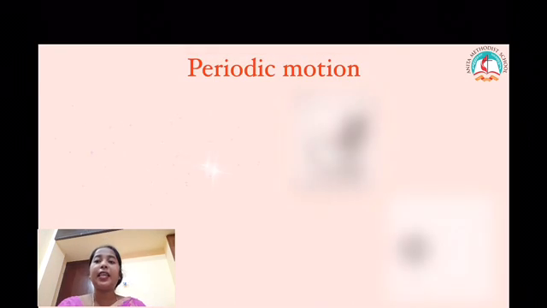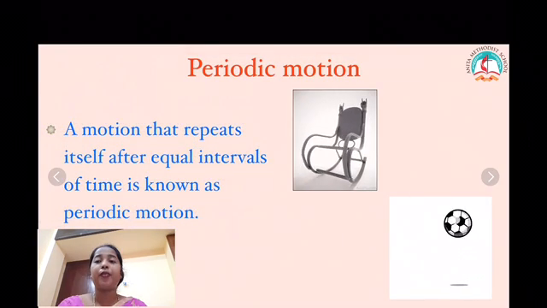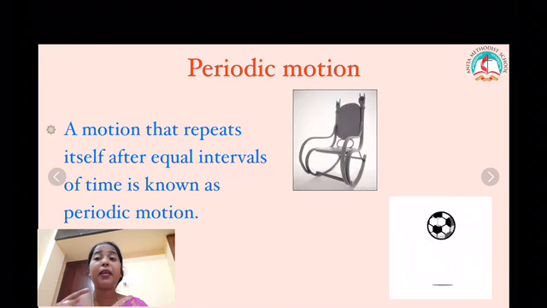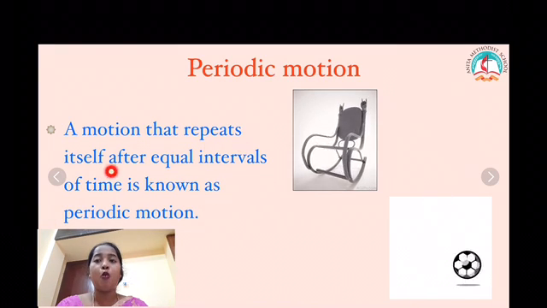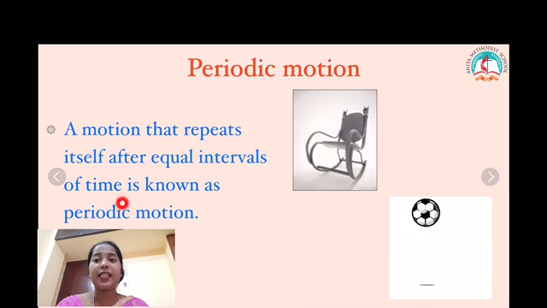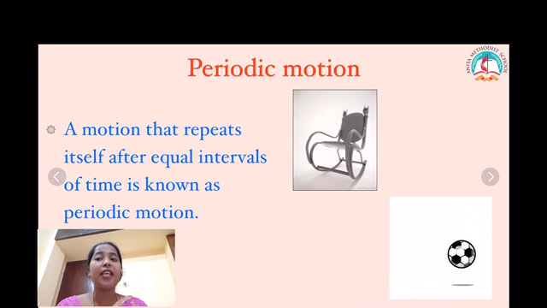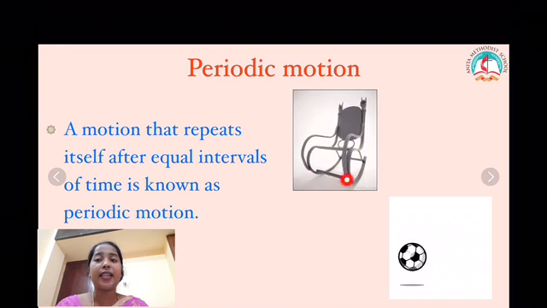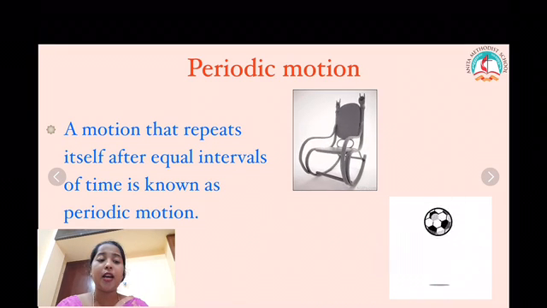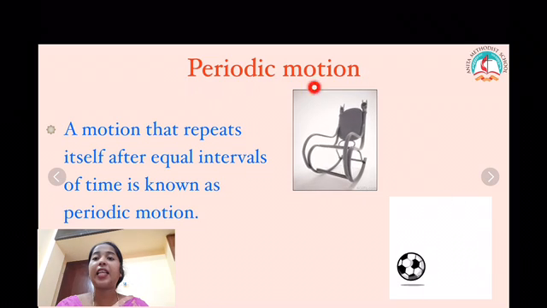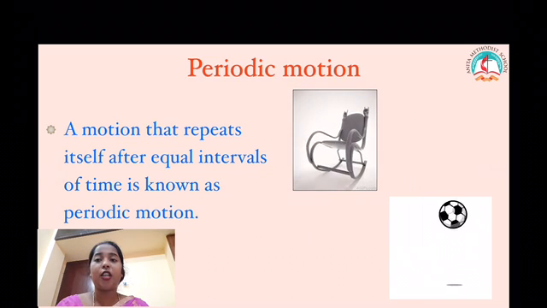Next, we are going to see about periodic motion. A motion that repeats itself after equal intervals of time is known as periodic motion. For example, a rocking chair, a bouncing ball, a vibrating tuning fork. These are examples of periodic motion.